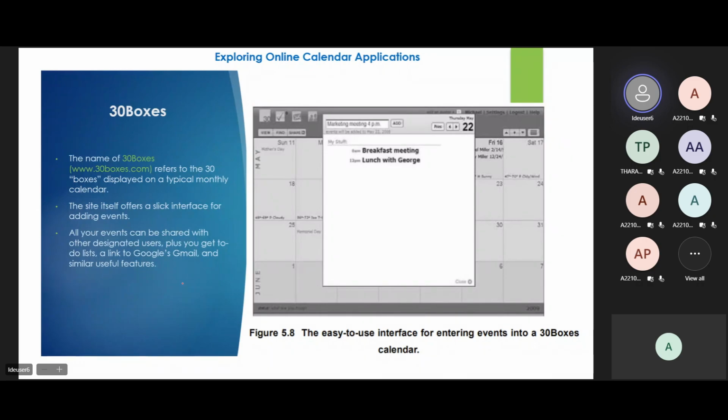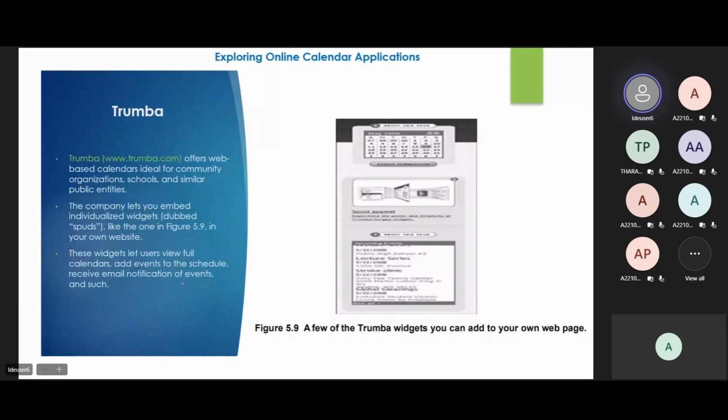So what do we mean by slick? Slick means it's easy to create. That is, without making any effort, we can easily use this calendar for adding events. You can also share all your events with other users, and you can create a to-do list, or you can also link to Gmail, Google's mail, and it also contains all the similar features of the previous calendars. Okay, so the next calendar is Trumba.